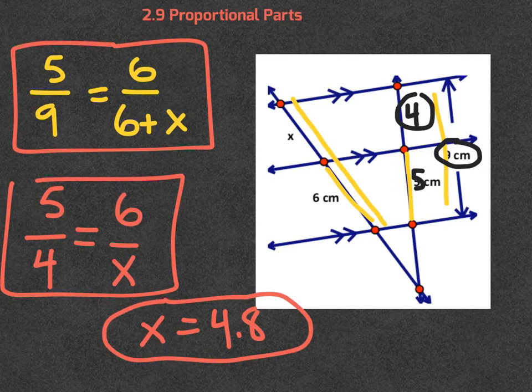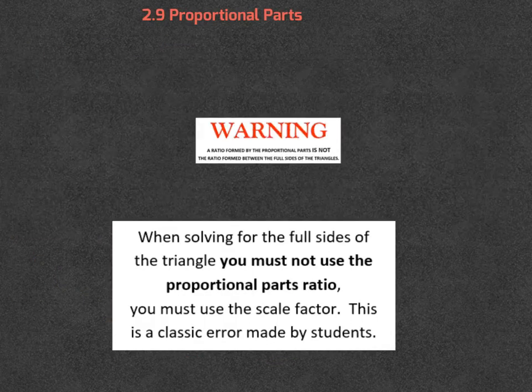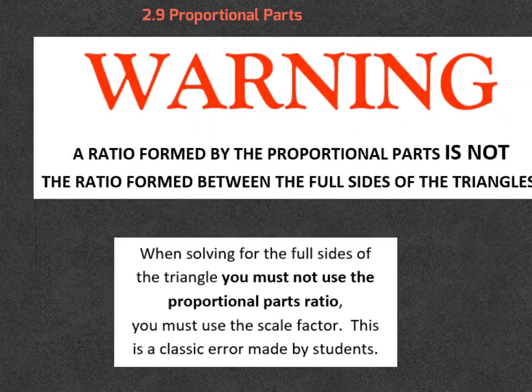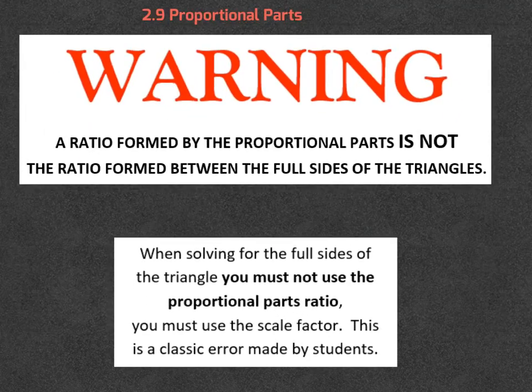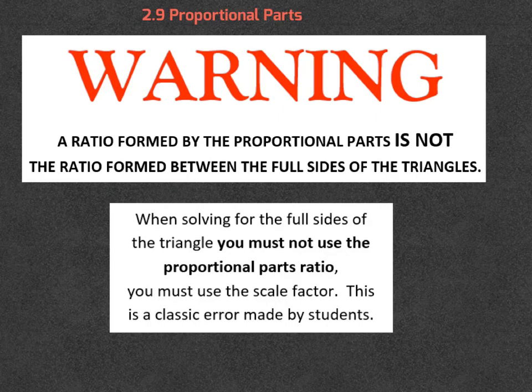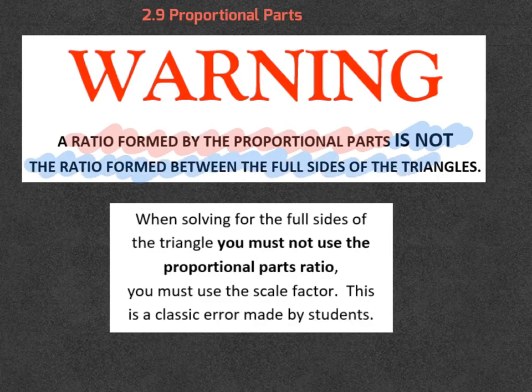Now, one last warning and problem ahead. Pay attention. Warning, warning. All right, pay close attention. I've been doing this game long enough to know that this is probably in the top 5 errors of all geometry students. So pay attention to what I'm about to tell you. Warning. The ratio that's formed between the proportional parts is not the ratio formed between the triangles. So I'll show you what I mean by that.